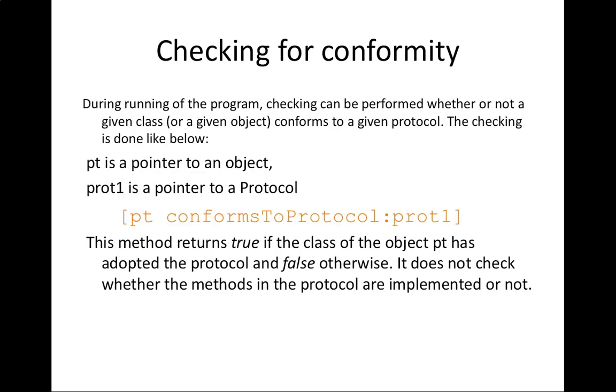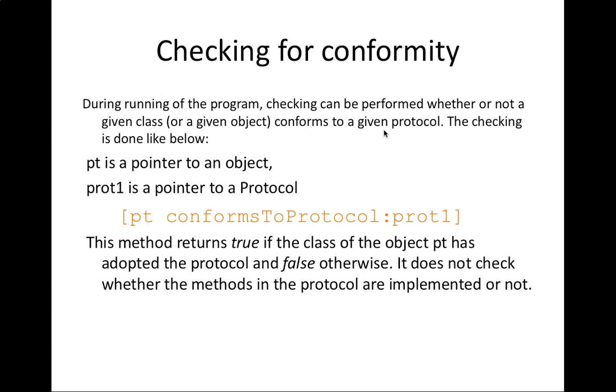So let's say you're building something bigger than these examples. You're building a huge project. And in this huge project, you don't know what you've got implemented and what you don't. You can do this method call here to check to see if it's actually implemented. So checking for conformity during the running of the program, checking can be performed whether or not a given class or a given object conforms to a protocol.